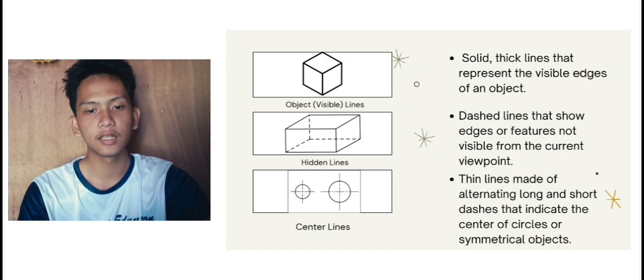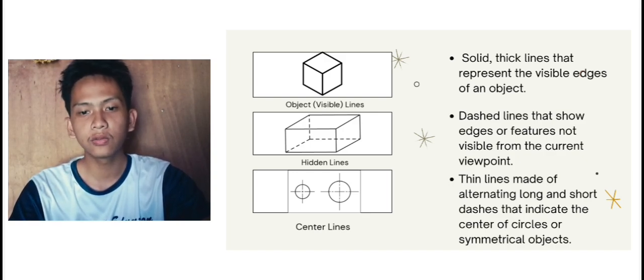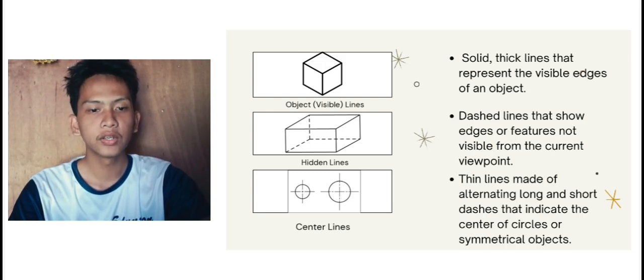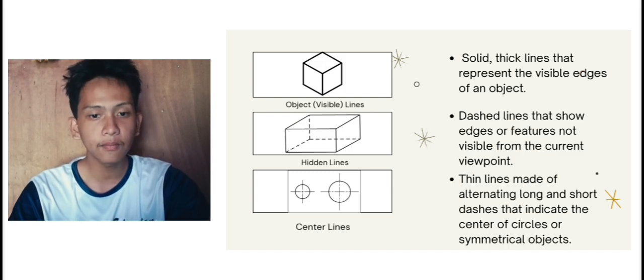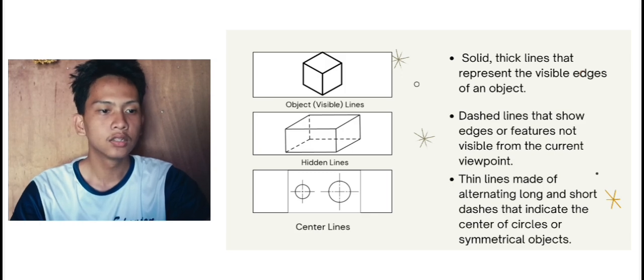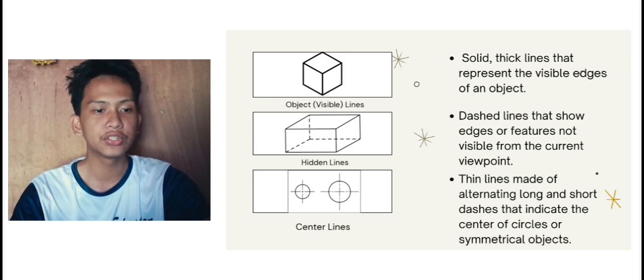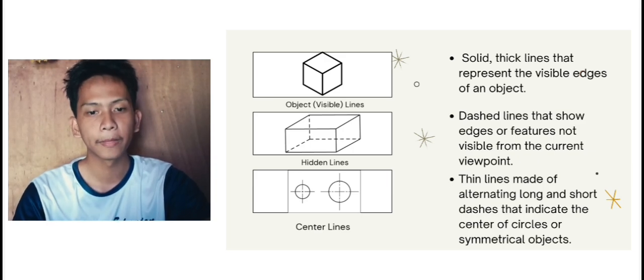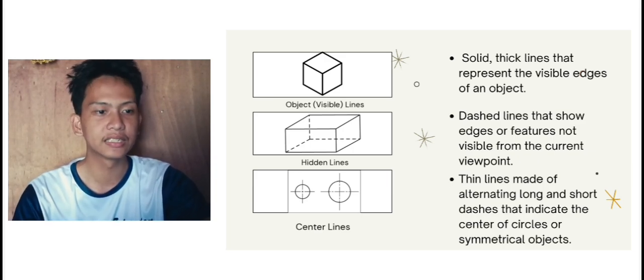So next is hidden lines. Hidden lines are dashed lines that show edges or features not visible from the current viewpoint. So it means, as you can see in my example of the box, it shows cut lines at the middle or at the edges. So it represents edges or features that are not visible from our current view. That's just because it's hidden lines.